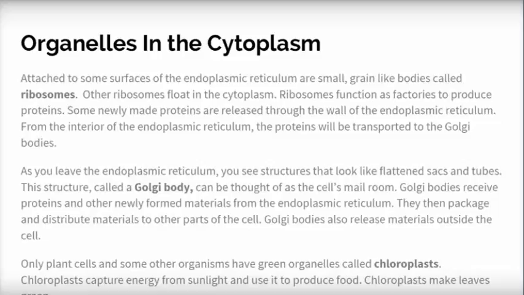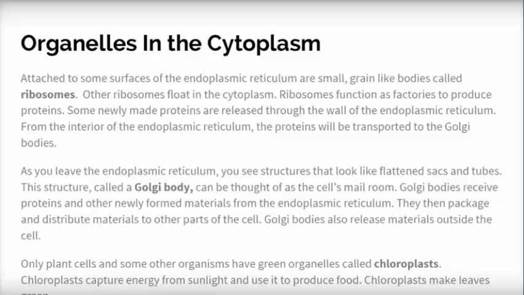Attached to some surfaces of the endoplasmic reticulum are small, grain-like bodies called ribosomes. Other ribosomes float in the cytoplasm. Ribosomes function as factories to produce proteins. Some newly made proteins are released through the wall of the endoplasmic reticulum. From the interior of the endoplasmic reticulum, the proteins will be transported to the Golgi bodies.